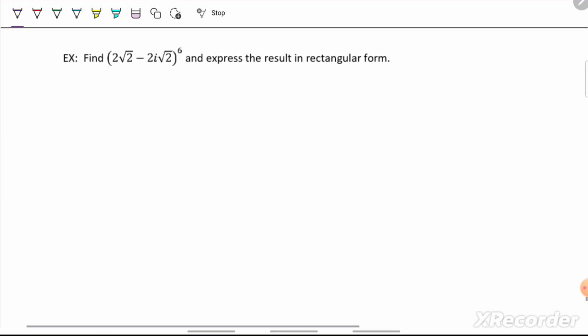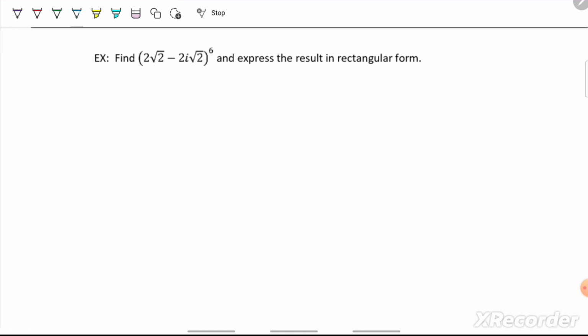Let's try another one. We want to find 2 square root of 2 minus 2i square root of 2 raised to the 6th, and we'll write our answer in rectangular form. Well, you'll notice that our given number is in rectangular form, and our theorem only works when we are in polar form. So the first thing we need to do is convert this 2 square root of 2 minus 2i square root of 2 to polar form.